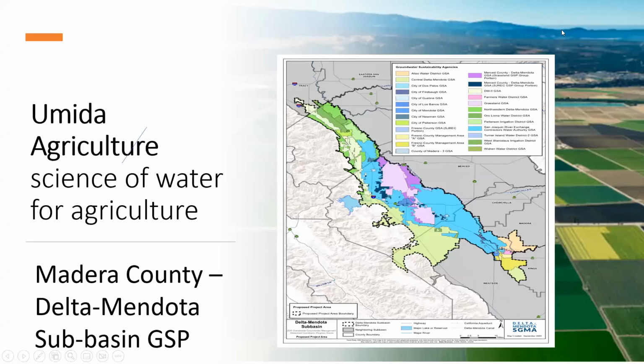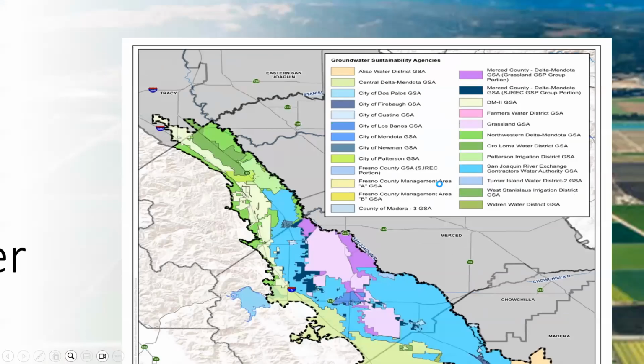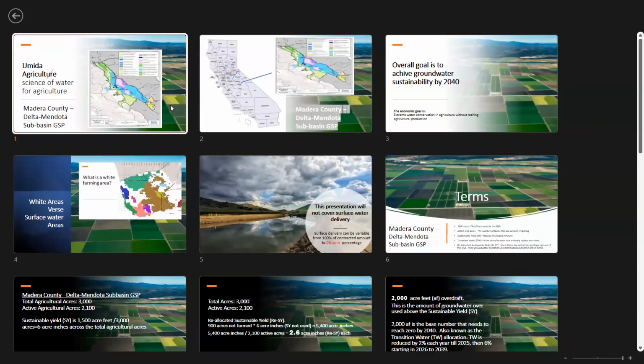So this is what the Delta Mendota Subbasin looks like. It's a pretty long basin. And within this basin, there is a number of GSAs, as you can see by that graph up there on the top. And each one of those GSAs, I don't know if they each have a GSP plan or they might aggregate different plans. In our particular case, we're just going to be talking about the Madera County portion of it, which is right here, County of Madera.